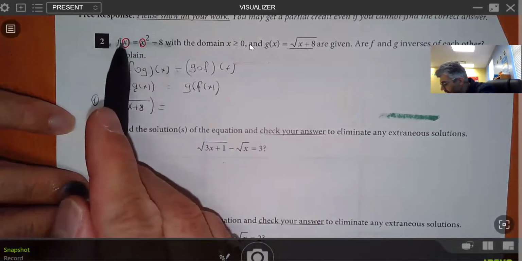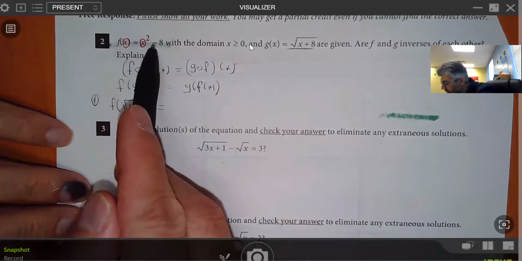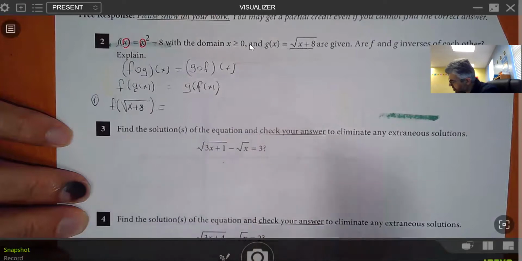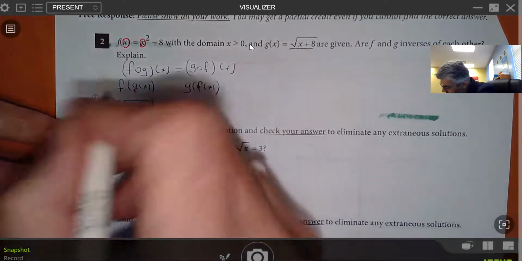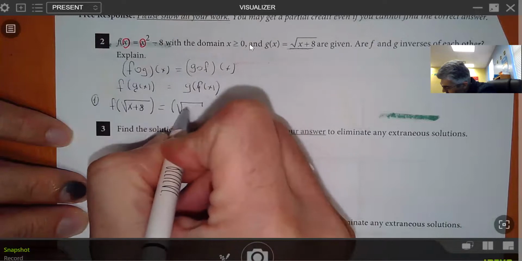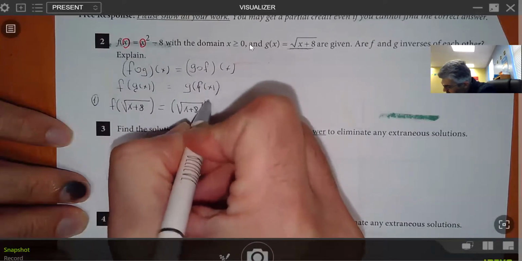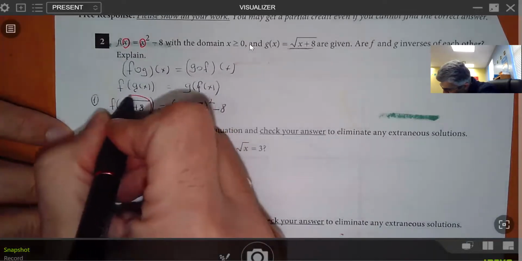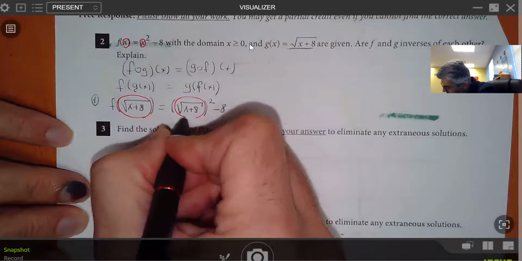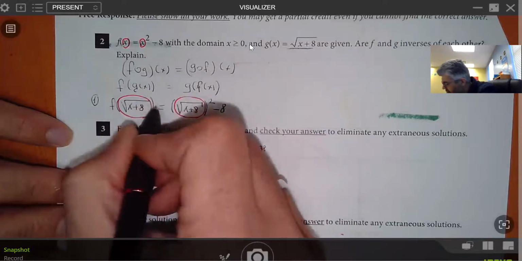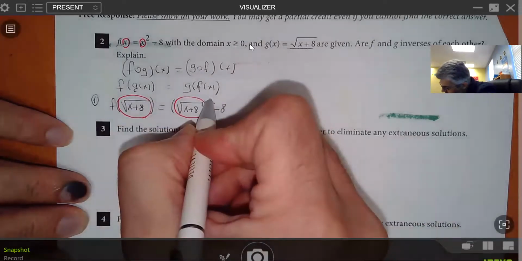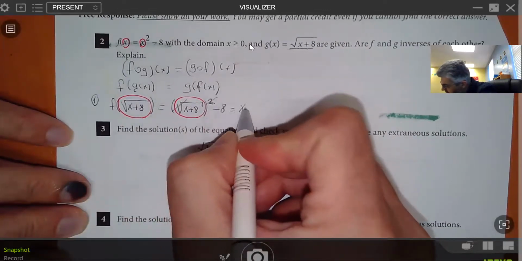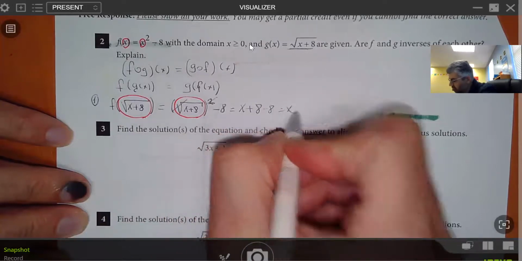So what we have in parentheses, take square of it and subtract 8. So we have square root of x plus 8. Now take square of it minus 8. You see? This is like a variable here. F of something is something squared minus 8. And what we see here, square and square root cancel out each other. We have x plus 8 minus 8, which is equal to x.